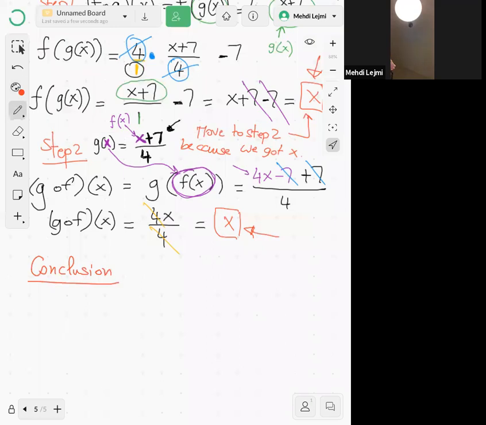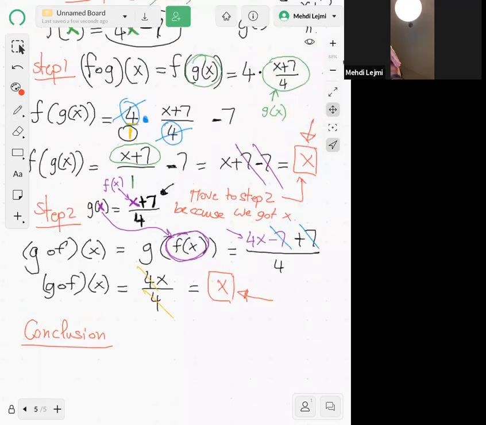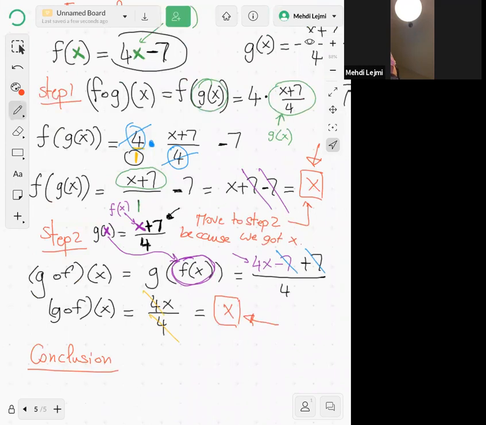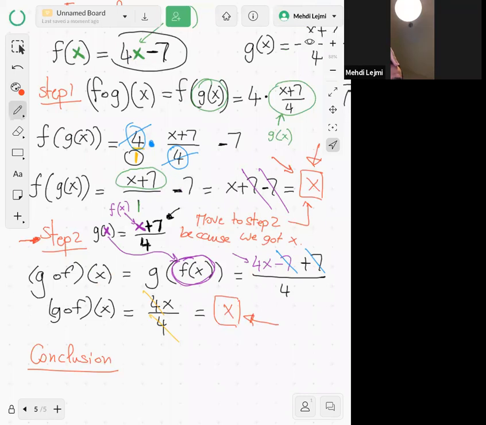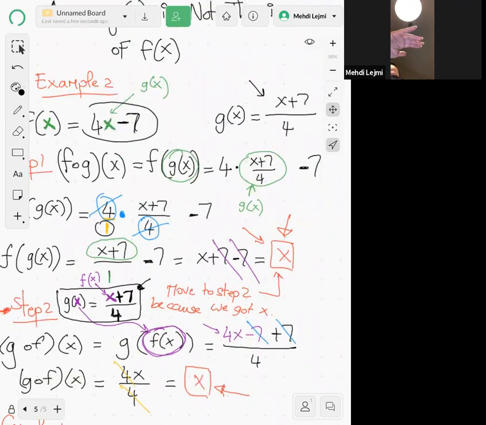So if we get x in the first step, then yes, we move to the second step. This one here, with the same letter, like x plus 7 over 4. That's my g of x, right? That's given in the problem. As you can see here, it's my original, initial function g, the x plus 7 over 4.